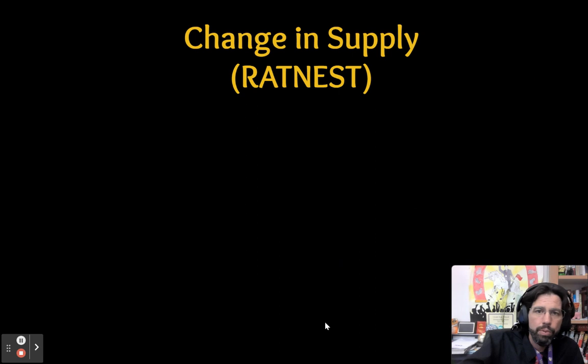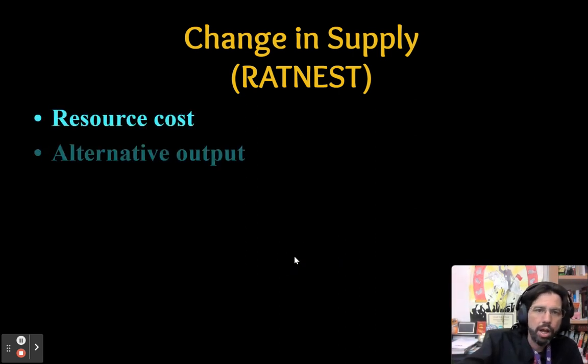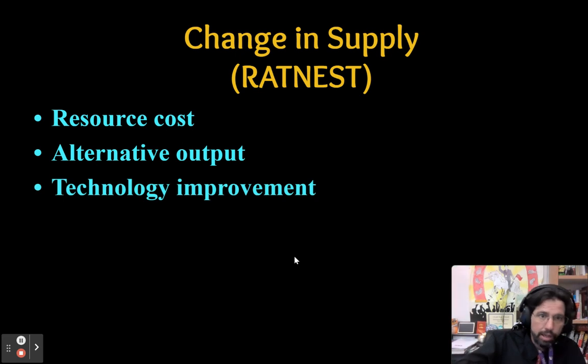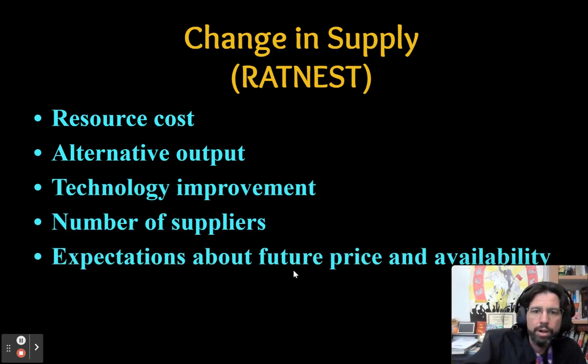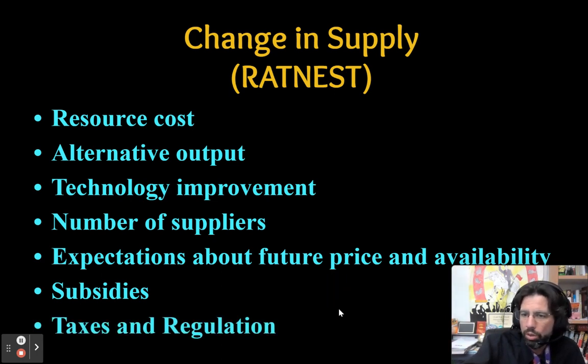Okay. So there's all our changes in supply, changes in non-price factors: resource cost, alternative output, technological improvements, number of suppliers, expectations about future price and availability, subsidies, and taxes and regulation. Again, we're talking about changes in supply, the non-price factors of supply.